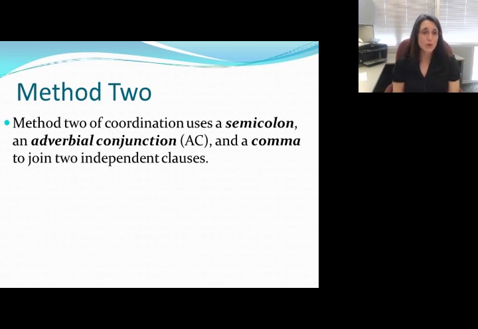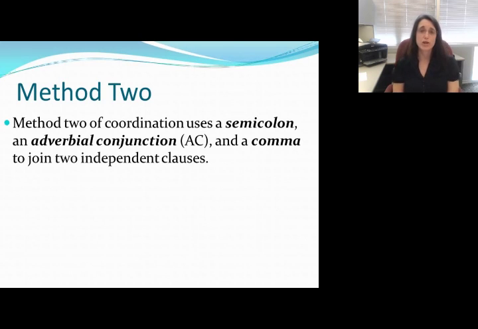So you do use a semicolon here, you use an adverbial conjunction, and you use a comma to join the two independent clauses. Again, the punctuation must be correct. Adverbial conjunctions are not as finite a group of conjunctions as FANBOYS conjunctions. FANBOYS, that's all we've got. FANBOYS, that's it for those coordinating conjunctions.